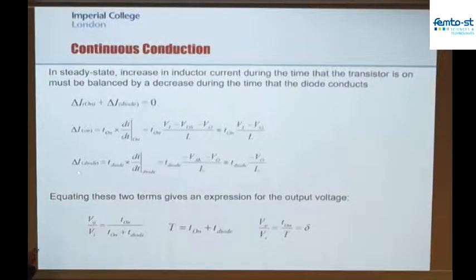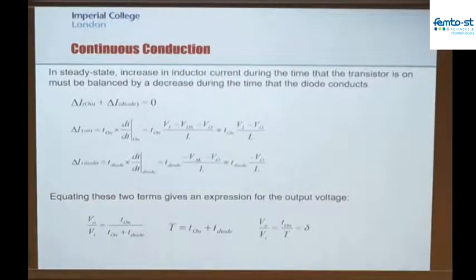Likewise, when the transistor is off, the voltage across the inductor is 0 on the left-hand side, and it's at V out on the right-hand side. So the voltage across the inductor is 0 minus V out. So it's just minus V out divided by L to get the rate of change of current. And so the total change is the rate of change multiplied by the off time of the transistor, or the conduction time of the diode, T diode.